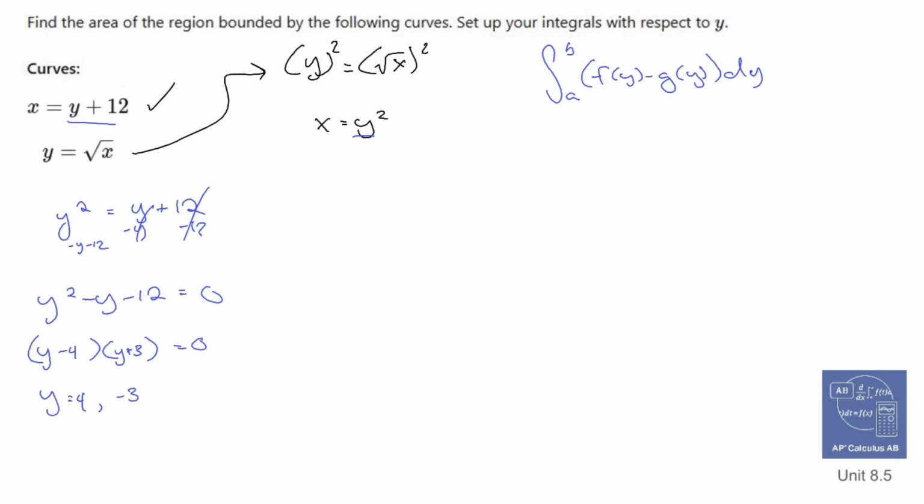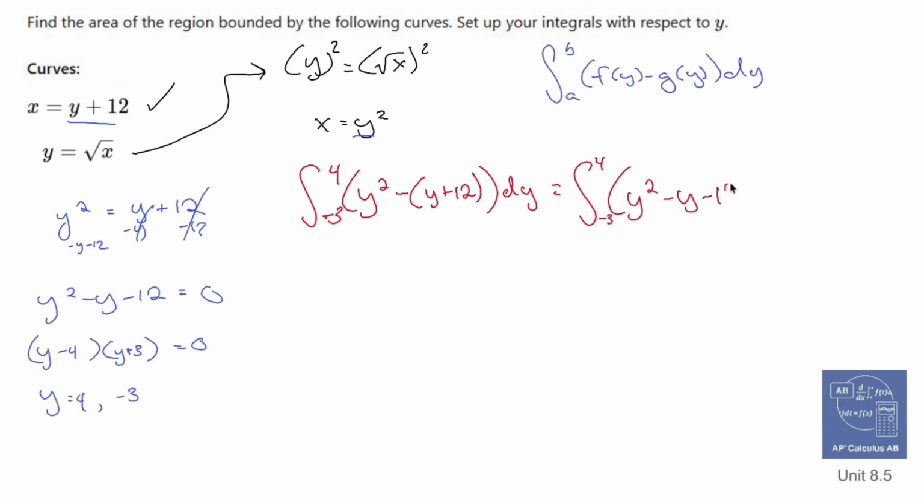Now when I set up my integral, I'm not going to go too crazy figuring out what f of y is and what g of y is, because if I get a positive area, I'm good, and if I don't, I just make it positive and I'm still good. So I'm just going to do from negative 3 to 4 of y squared, so this guy right here, minus y plus 12, dy. All right, distribute that negative. We have the integral of y squared minus y minus 12.